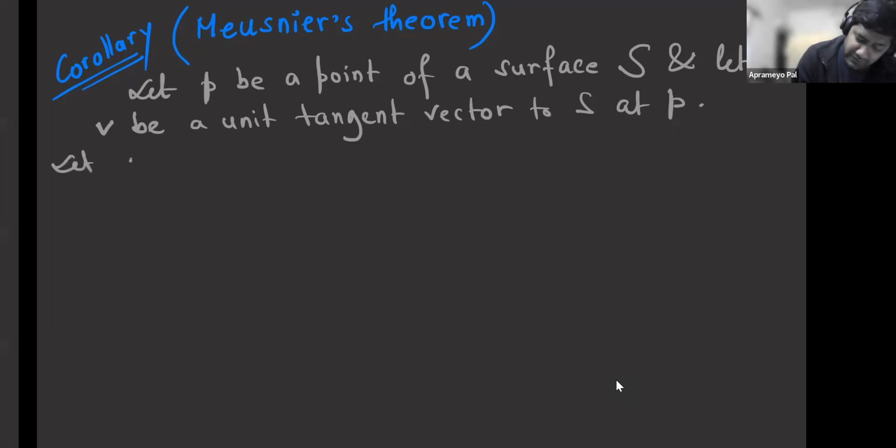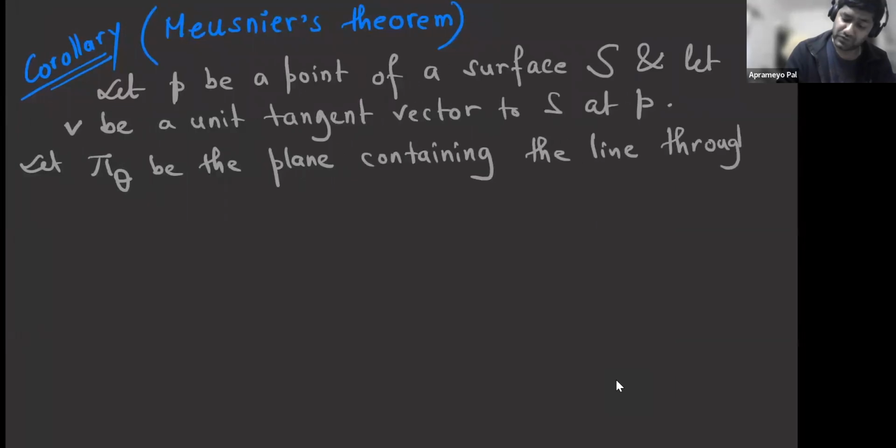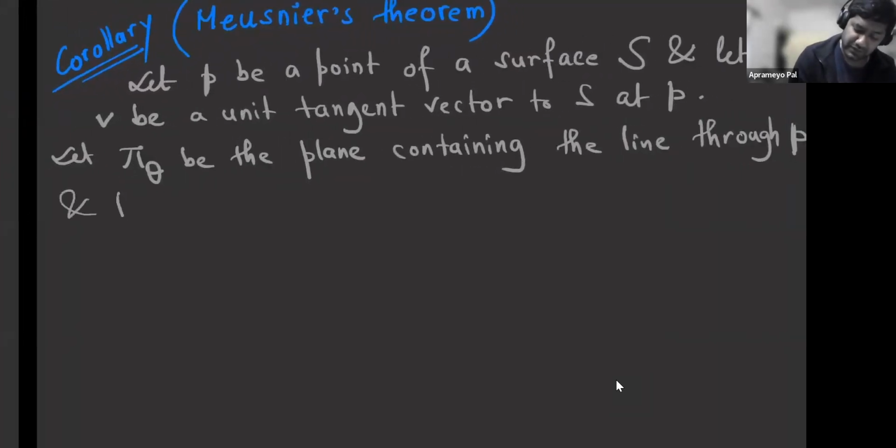So let pi theta be the plane containing the line through P and parallel to V. So simultaneously, let me draw this.